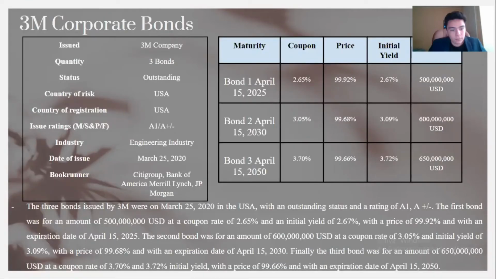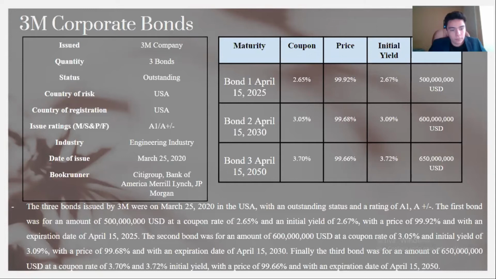3M issued 3 bonds on March 25, 2020 in the United States with an outstanding status rating of A1, A positive and negative. The first bond was for an amount of 500 million at a coupon rate of 2.65% and initial yield of 2.67%, with a price of 99.92%, and with an expiration date of April 15, 2025.